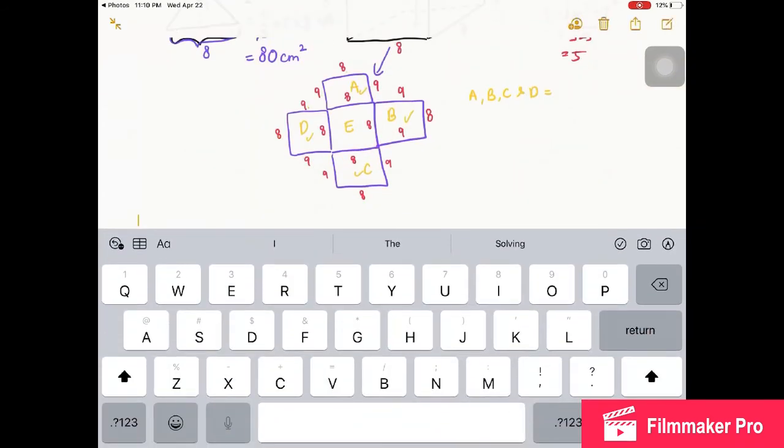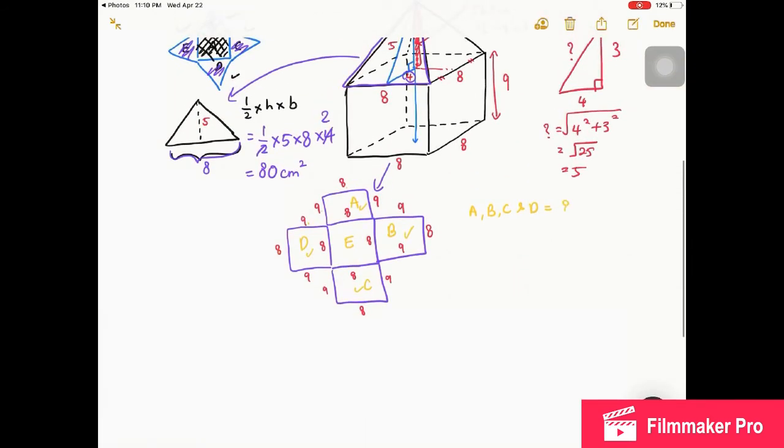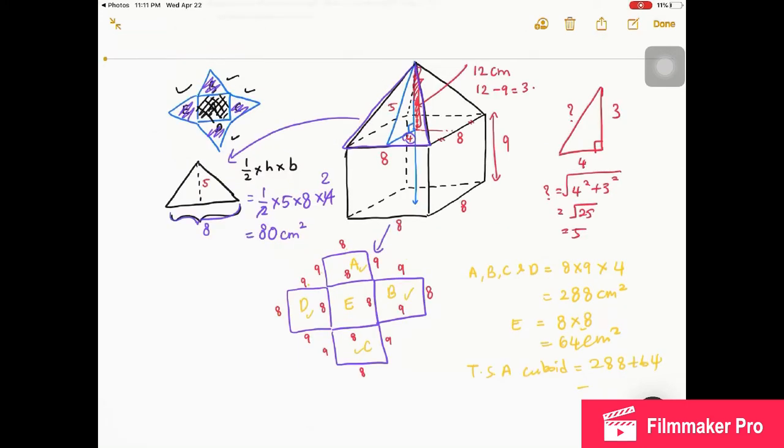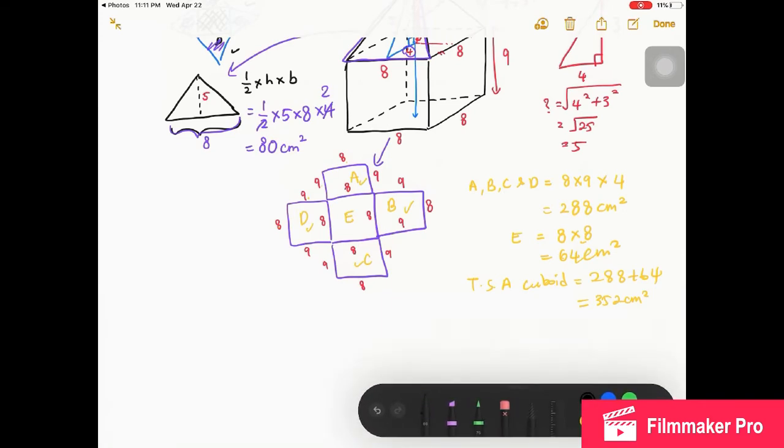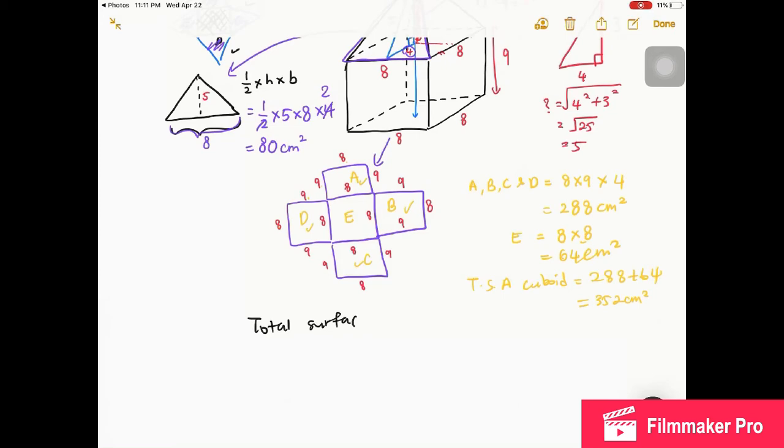So how to find the area for each surface? 8 times 9, and because we have 4 surfaces that are the same, 8 times 9 times 4. So we have 288 centimeter square. But not for E. For E, the area is 8 times 8, which is equal to 64 centimeter square. So the total surface area for the cuboid is equal to 288 plus 64. Then you should get 352 centimeter square.